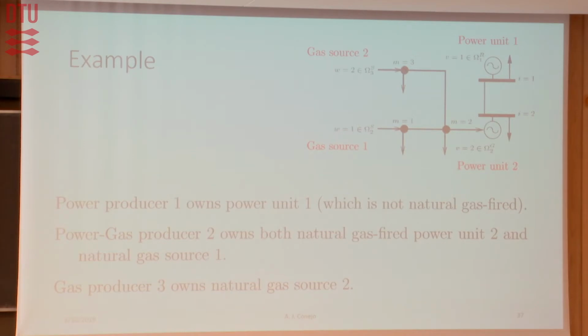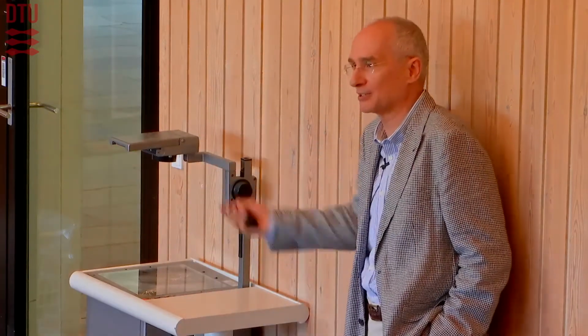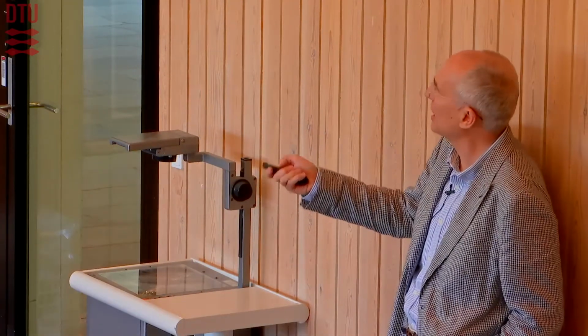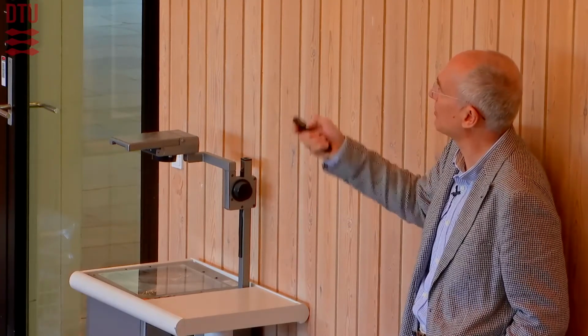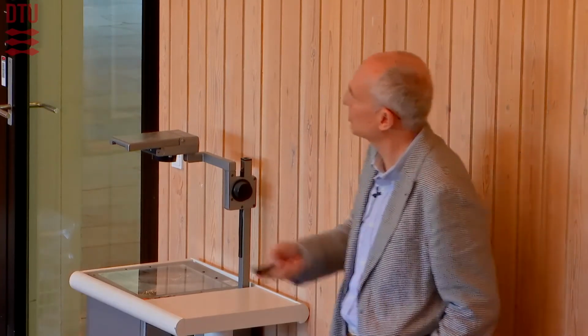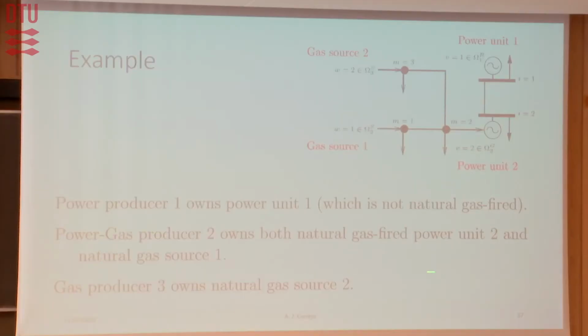So I'm a gas producer, but I decide to install a power unit, a combined cycle gas turbine, so I can combine my strategy between selling gas in the gas system or selling electricity, converting the gas to electricity. And then finally we have gas producer 3 that owns this gas source number 3 over here. That's it. So the only connection that we have in this problem is this one.